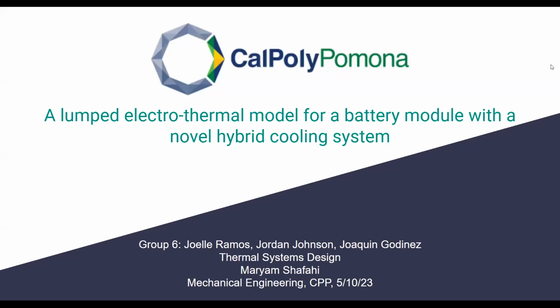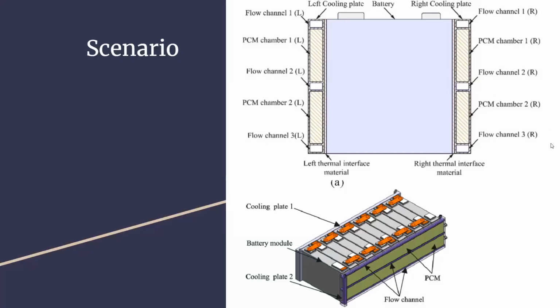Welcome. Today we'll be going over a proposed lumped electrothermal model for a battery module with a novel hybrid cooling system. So getting into it, we're going to do a quick little recap of the scenario that we're facing here. On the top figure, we have a cross-sectional view of an individual battery cell. It has flow channels that provide active cooling and PCM chambers that provide a form of passive cooling. On the lower figure, you will see a complete battery module that is composed of 12 different battery cells.